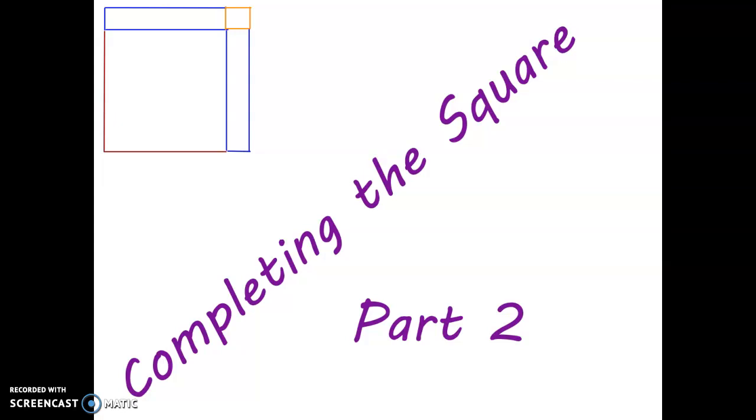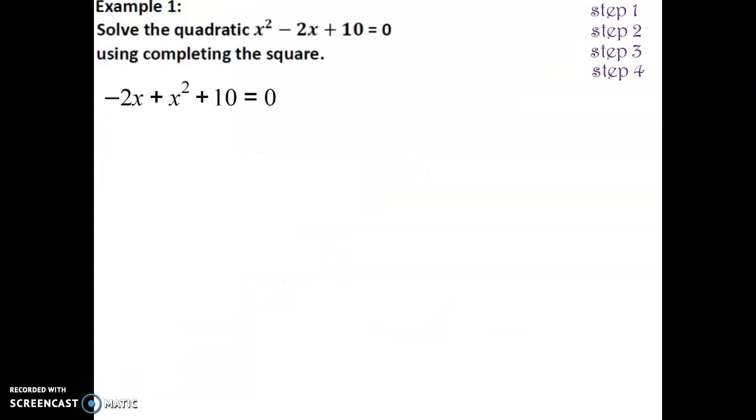Today we are going to continue our work with completing the square, looking at completing the square part 2. Okay, so we are going to start off with this one, and if you'll notice, I rearranged it so it would look sort of like some of the ones you guys might see in Delta Math.